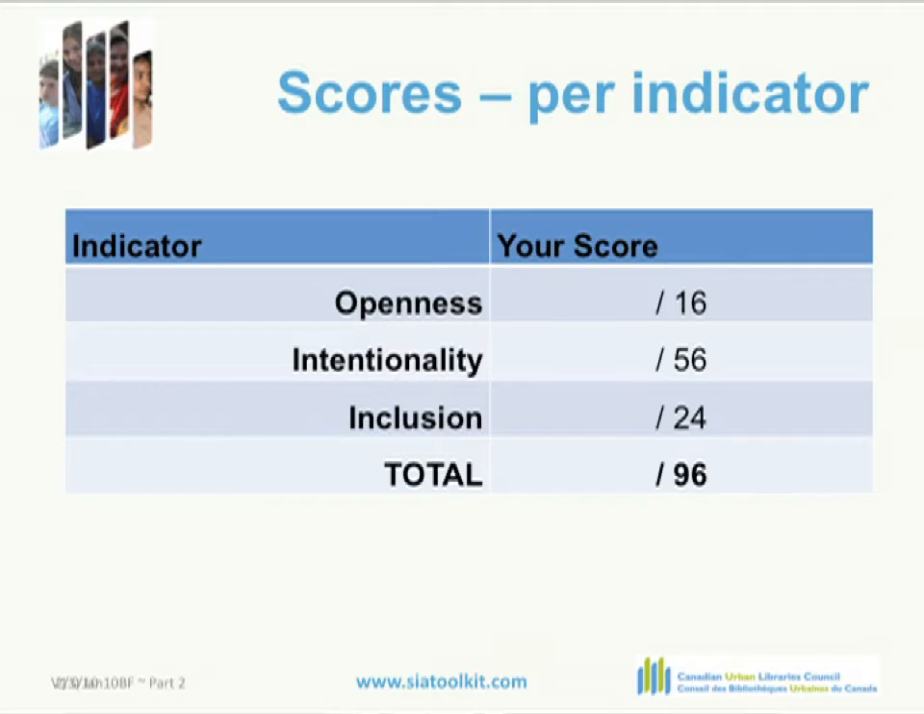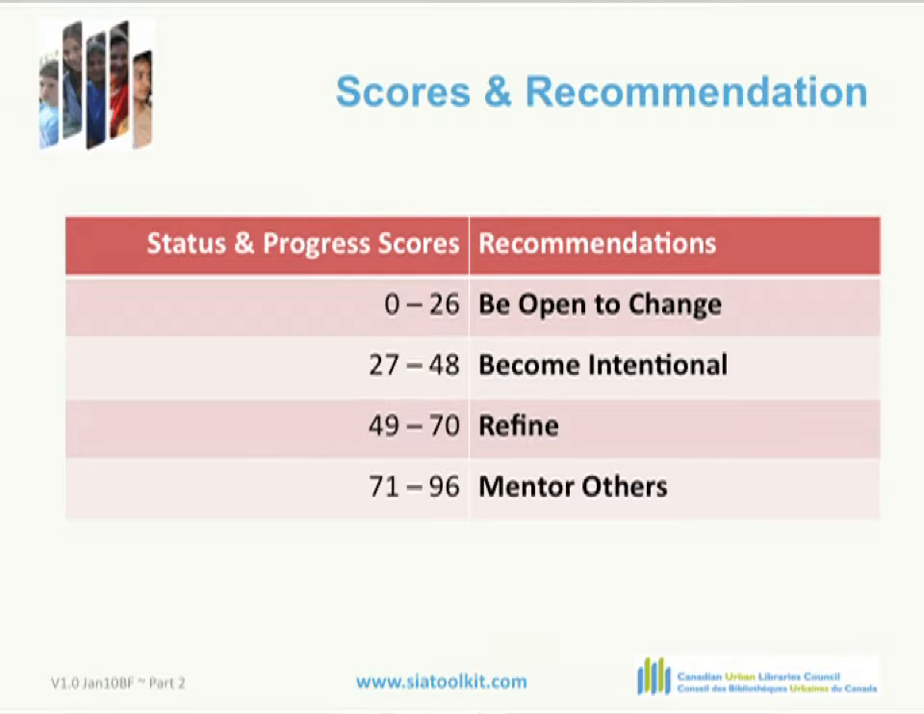As you can see from this slide, this one will demonstrate your level of openness, intentionality, and inclusion per year. So you can look at this score in comparison from year to year or perhaps with peer groups. The final slide allows you to see the status and progress scores in combination. And so we've provided a framework structure here for you to look at your final scores and the recommendations.